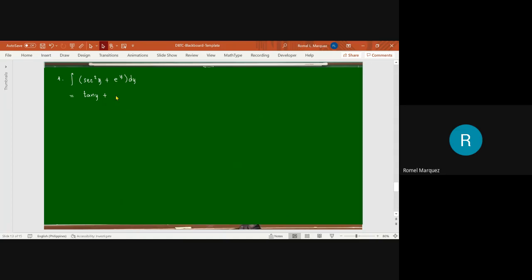Okay? So these are so basic, no? So that we can guess, no? The integrals. But there are functions or integrands, so not easy to guess the corresponding function whose derivative is such, no? Or are those, okay?